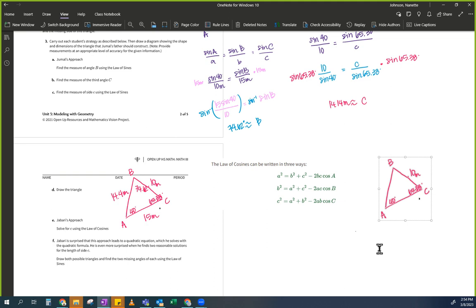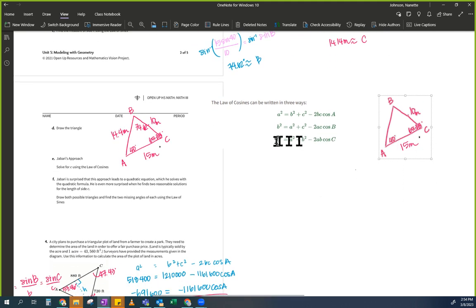So this 15 meters should have stayed, and I have to erase this guy right here. There you go. All right, so I erased everything, and now I'm going to use the law of cosines. Law of cosines says C squared equals A squared, which in this case is 10 squared, plus B squared, which is 15 squared, minus 2 times 10 times 15 cosine of C.